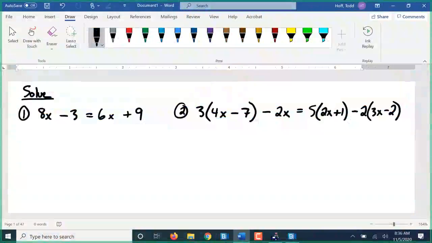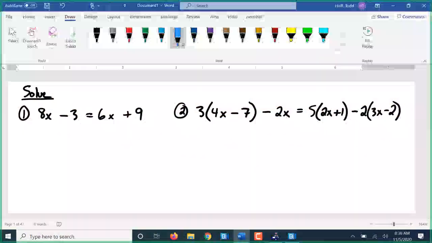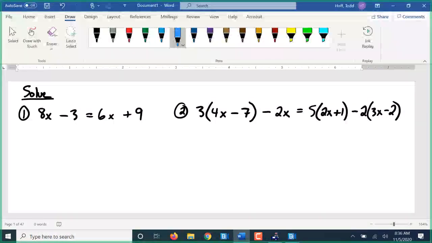has started. So for the first one here, remember the steps we take, we have to combine anything we can combine on either side. Number one, there's nothing to combine on either side. Step two is to make sure the variable is on only one side. Well, here it's on both sides, so we have to get rid of one of them. The 6x is the smaller one, so I'm going to get rid of that. It's positive, so I'm going to subtract 6x.